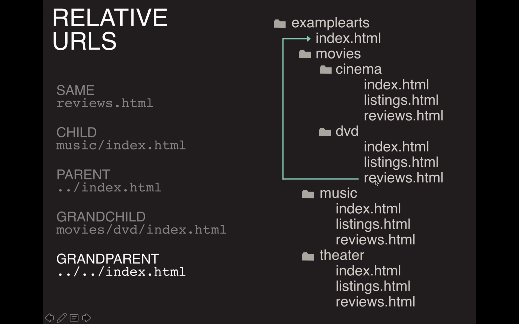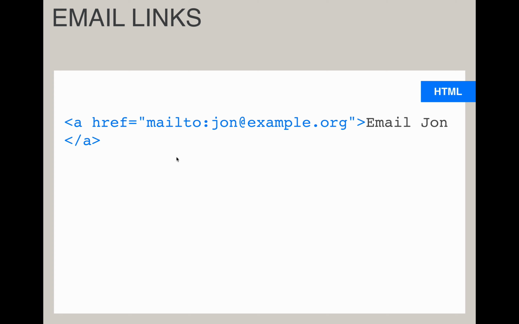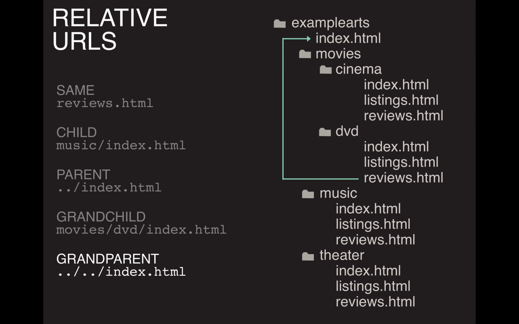If I wanted to come back out of reviews, again, this little dot dot slash is going to act like an elevator popping me out of my directory. So when I'm in DVD, I pop out with the first dot dot. Now I'm in movies, and then I pop out one more time with the second dot dot, and then I can look around and find index. Let's go back. Sorry, I didn't mean to go that far.